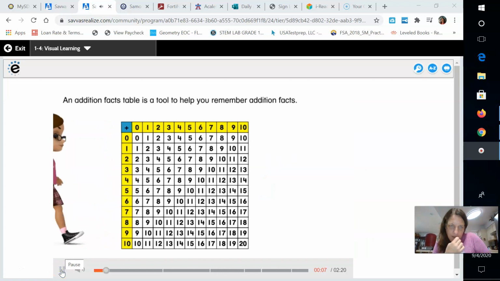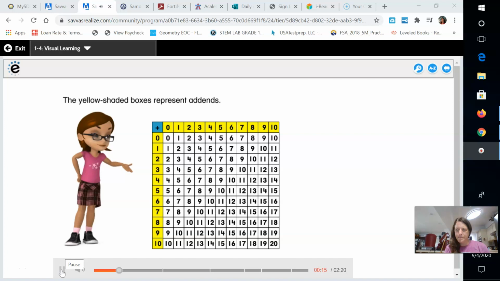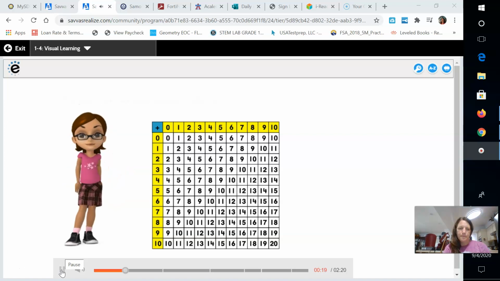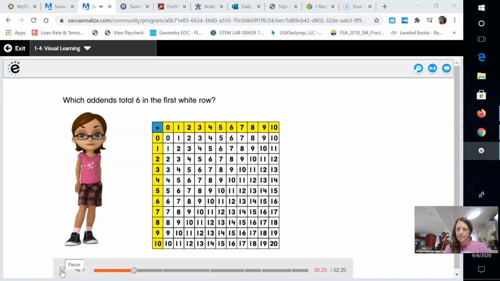An addition facts table is a tool to help you remember addition facts. The yellow shaded boxes represent addends. Which addends total 6 in the first white row? 6 and 0. Okay, so look at that. We know that 6 plus 0 equals 6, right?